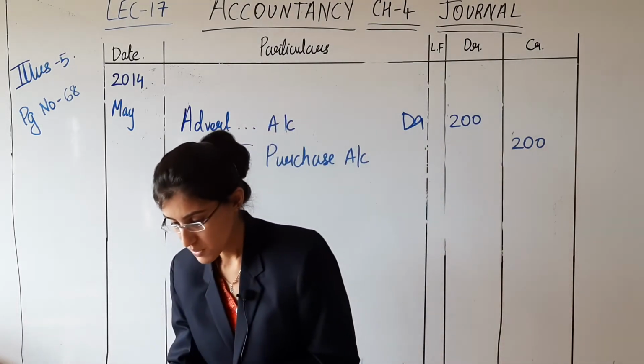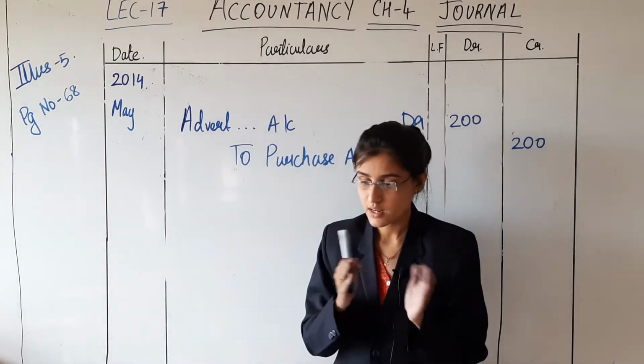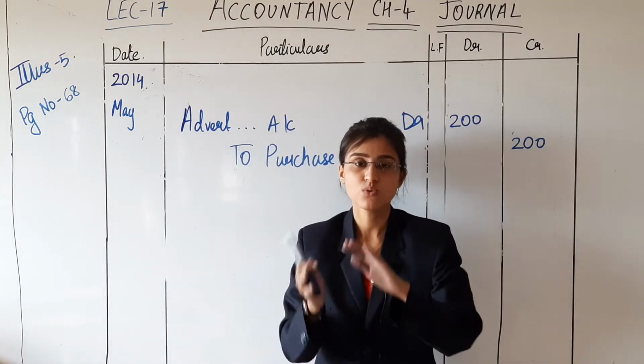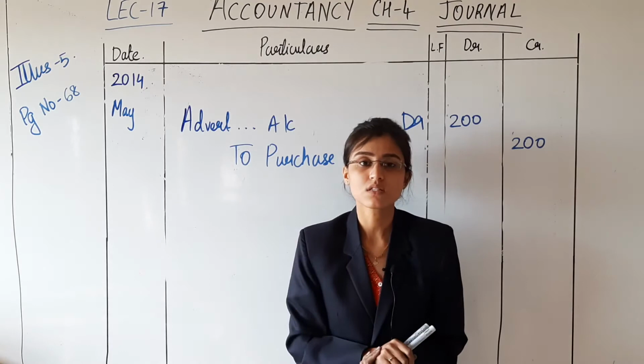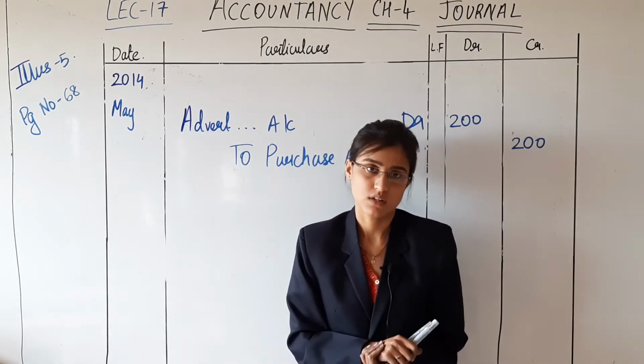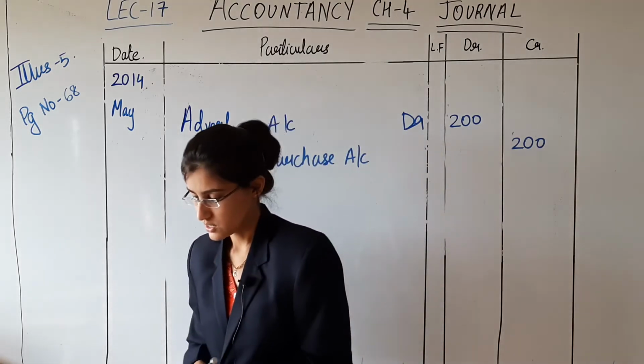So now what is my loss? Out of 1500, 900 and 200 have been recovered. 9 and 2 is 11. So the remaining loss is only 400. Yes. Let us check the journal entry.